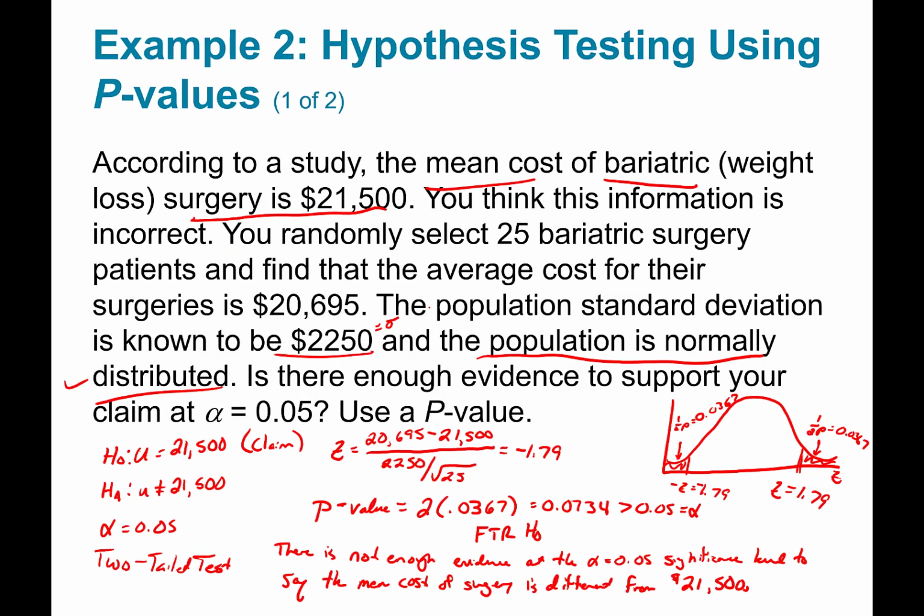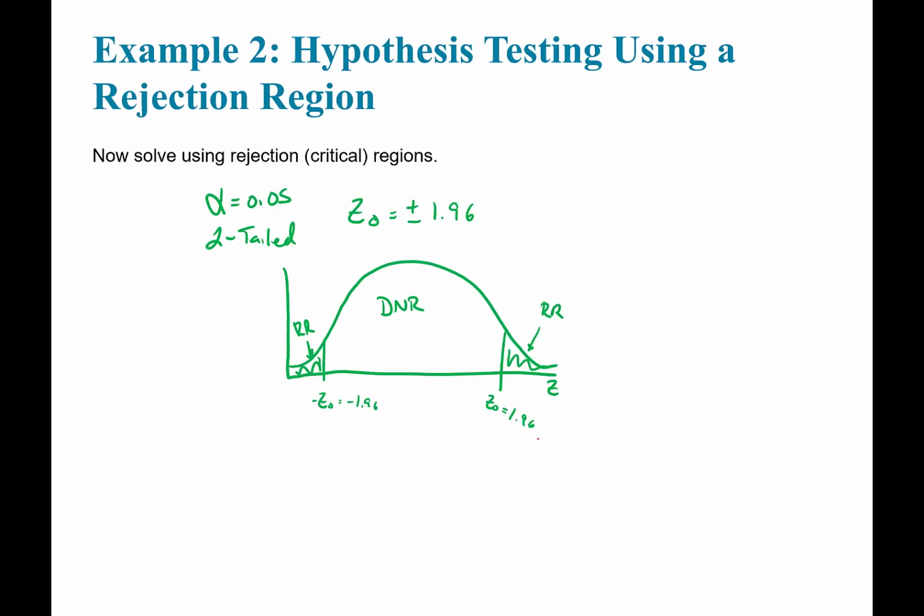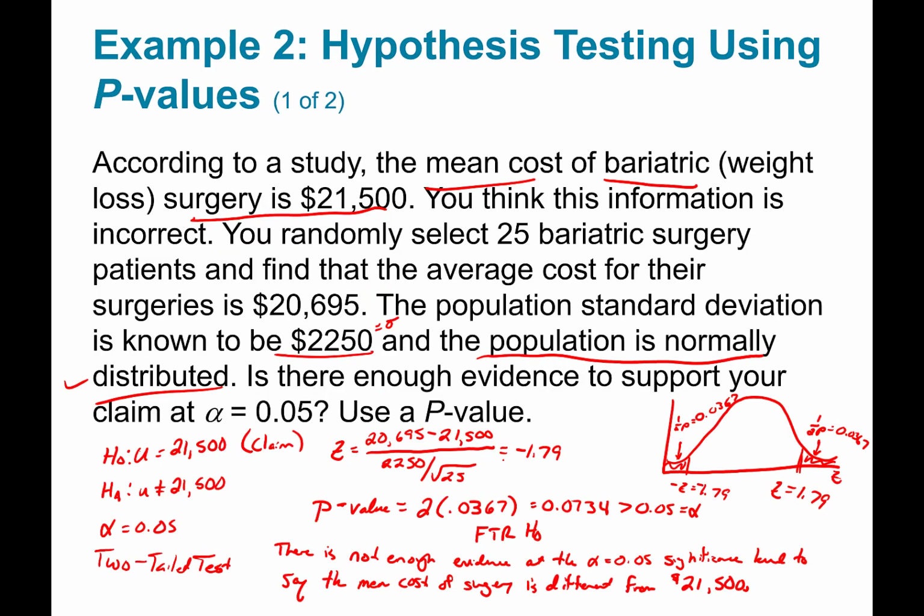So then we go back and compare our test statistic. In this case, we got negative 1.79 for Z. When we plot it on here, it's somewhere about right here. In this case, because that test statistic lies in the do not reject region, we're going to fail to reject the null hypothesis, which is the same conclusion we came up with by using p-values.